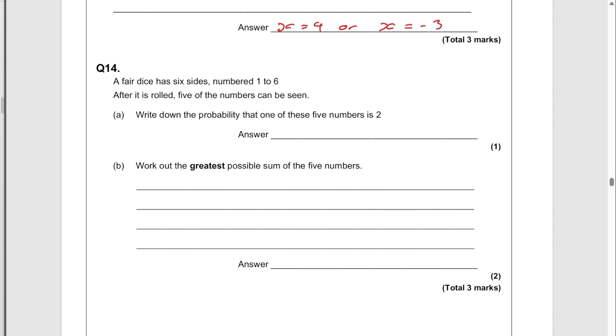In effect, if you imagine it, the only condition where it wouldn't be a 2 is if 2 had landed face down. The probability of 2 landing face down is 1 out of 6. So the probability of it not being face down is 5 out of 6.